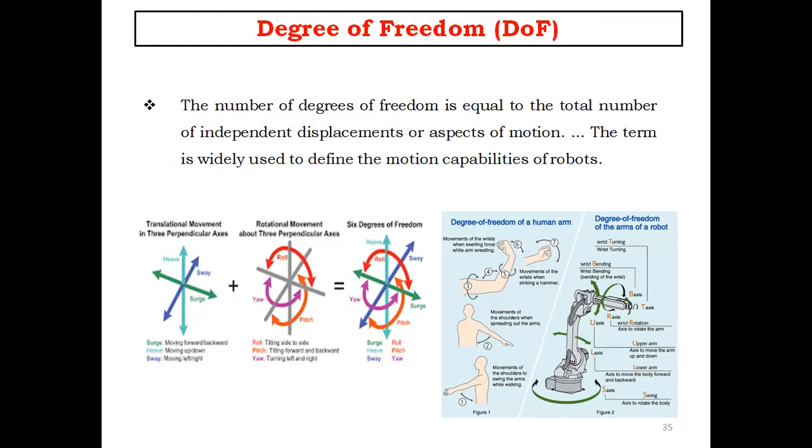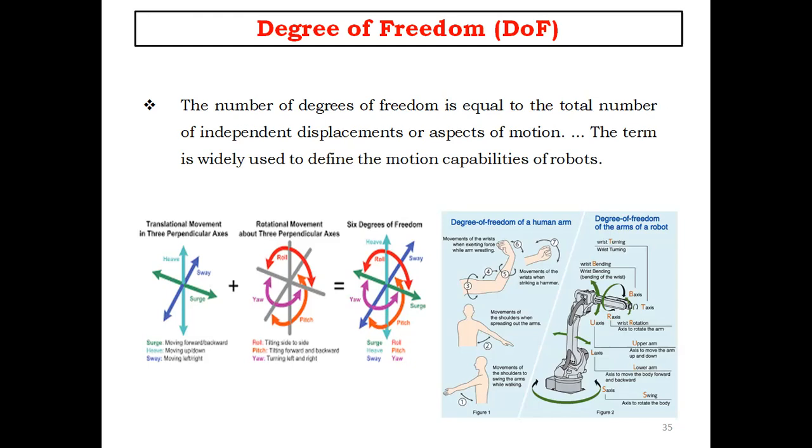Surge means moving forward or backward. Heave means moving up or down. Sway means moving left or right. So basic robots will have 3 degrees of freedom: forward or backward, up or down, and left or right. This is about translation movement along the perpendicular axes.